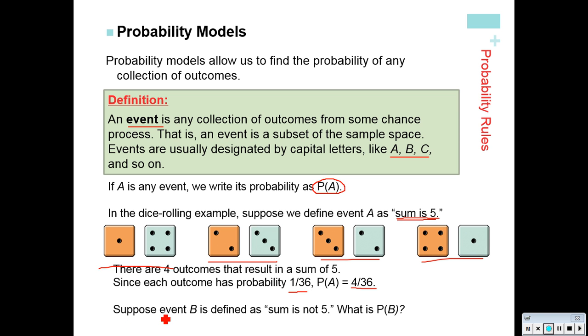Then this question here at the bottom says, suppose event B is defined as the sum is not 5, meaning you roll something else, and that would be event B. What's the probability for that? This gets into this whole business with what's called the complement, which we'll talk about in a moment. But if the probability of rolling a 5 is 4 out of 36, and the entire probability of the sample space equals 1, then to find that the sum is not 5 we can simply say 1 minus the probability that the sum is 5. So we would do 1 minus 4 over 36, which comes out to be 32 over 36.